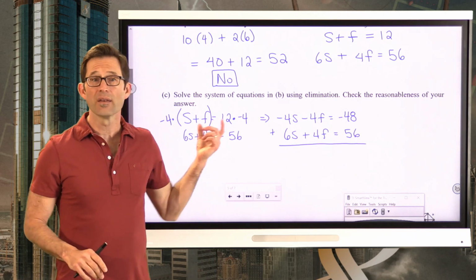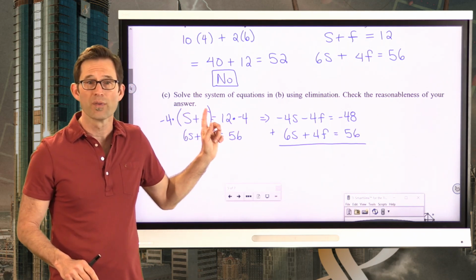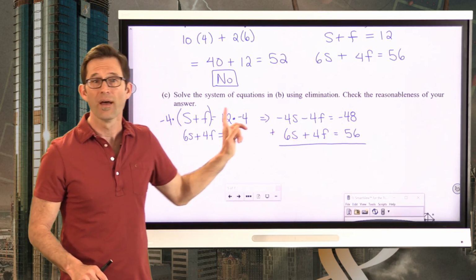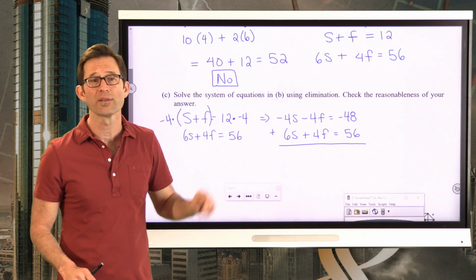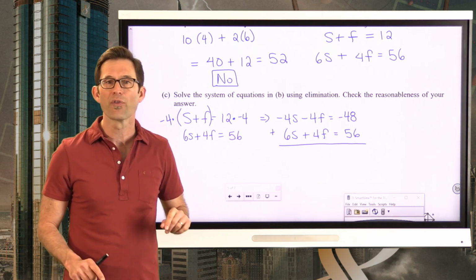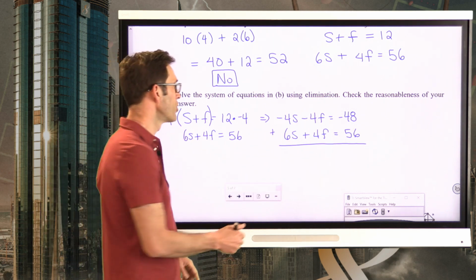Again, I just need to be careful about multiplying both sides by -4. I have to distribute the -4 so that both the S and the F get multiplied by it. And then of course, very important, I can't forget to multiply the other side of the equation by -4. But the beautiful thing now is when I add them, these two are going to cancel out, right?